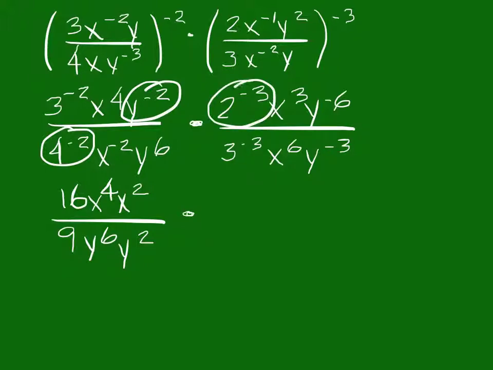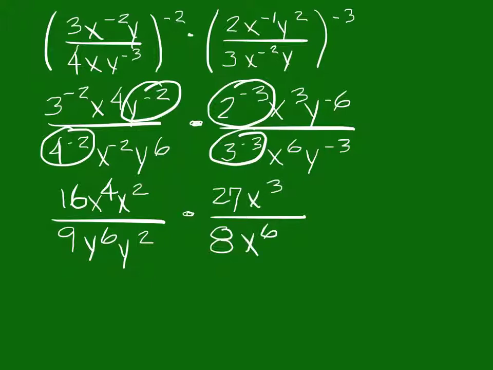That goes to the bottom as 8. And then 3 to the negative 3rd goes to the top as 27. Your x's stay where they're at. They're both positive in the exponents, but the y's have negative exponents. So you trade spots, make the exponents positive. Now from there, simplify where you can.